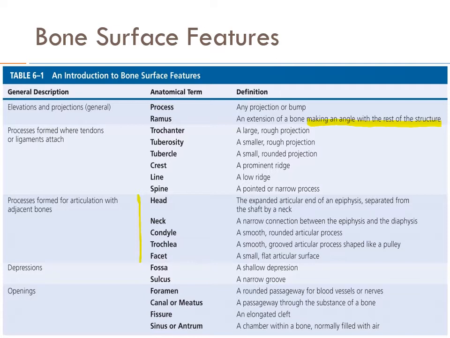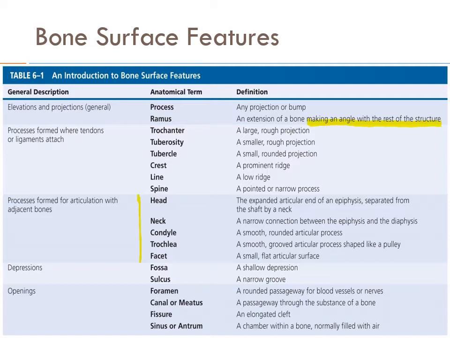A condyle is a smooth, rounded articular process. We have condyles on the end of the femur, at the knee, and at the elbow, at the end of the humerus. A trochlea is a small grooved articular process that's shaped like a pulley. We have a trochlea on the distal humerus where the ulna articulates with the humerus at the elbow. And then a facet is a small flat articular surface.